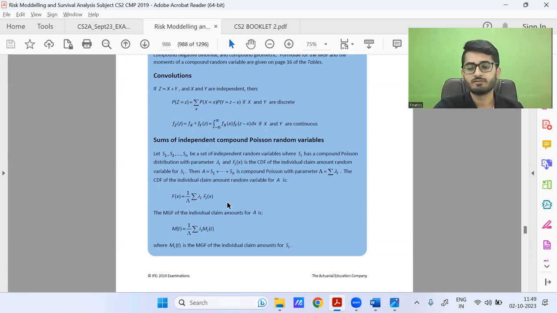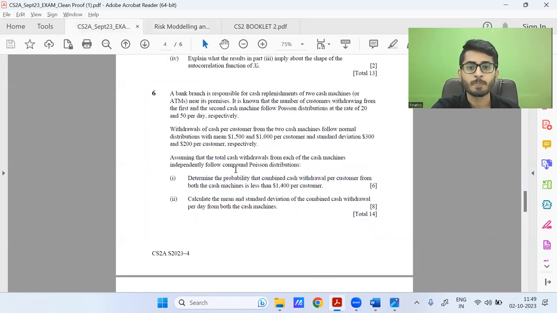This is the formula of the CDF, and that is what the question asked. I'll take you back to the question, so read it again carefully. Determine the probability that the combined cash withdrawal per customer from both the cash machines is less than 1400 per customer. So there are two types of machines. One customer comes; how much is that customer going to take, be it from one cash machine or both combined? So we are looking at the individual CDF for the sum of compound Poisson processes.